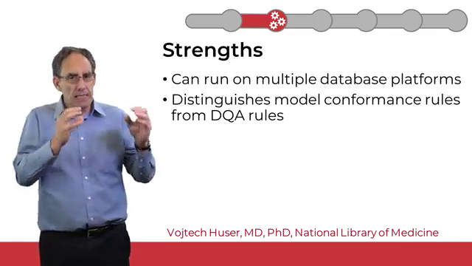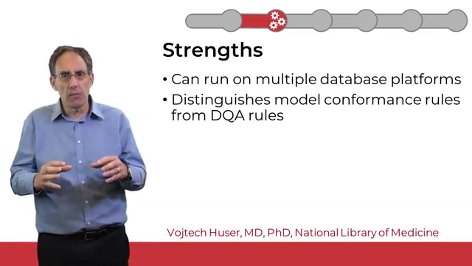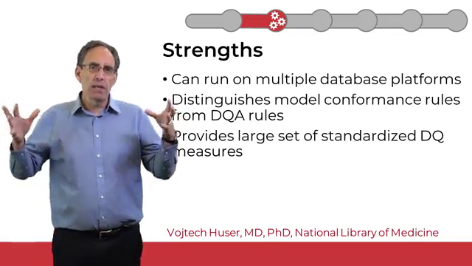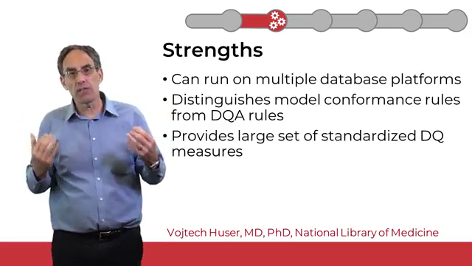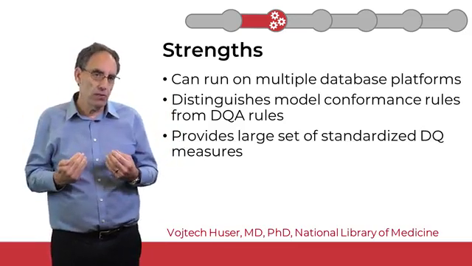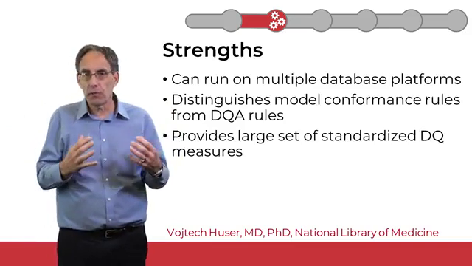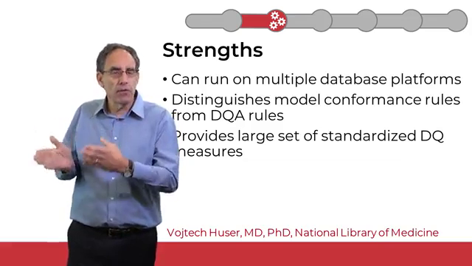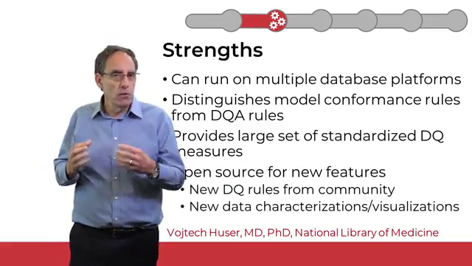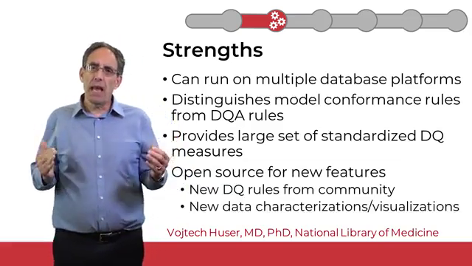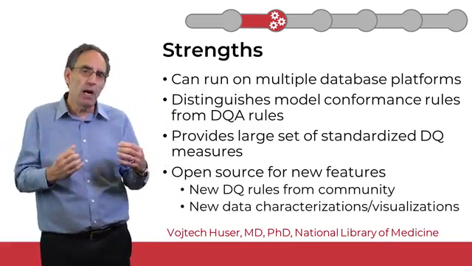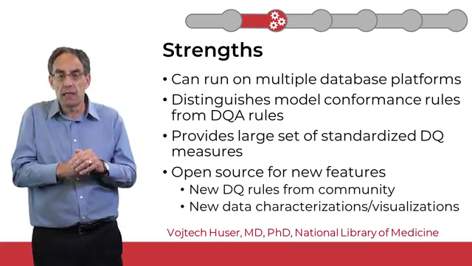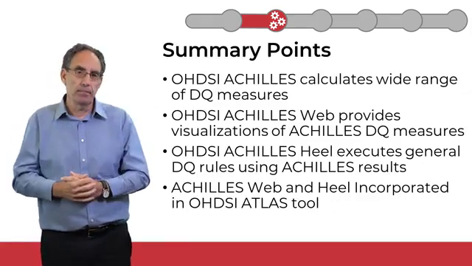Achilles applies a single set of data quality computation methods across the entire common data model. This creates a large set of standardized data quality measures. And as mentioned multiple times, this work is being done using the GitHub collaborative development environment. New data quality rules are being added based on input from the OHDSI community, and new data visualizations are being added to Achilles Web.